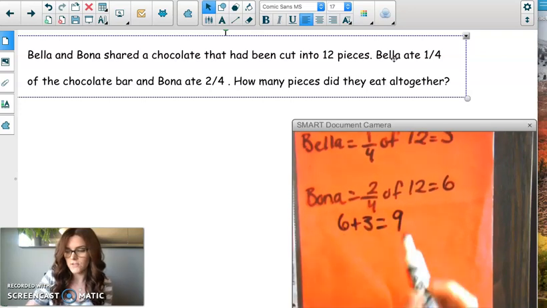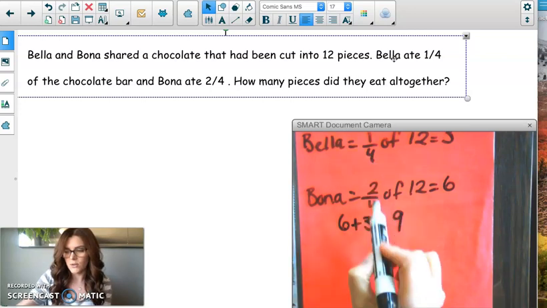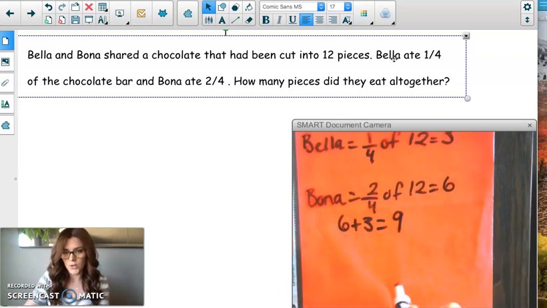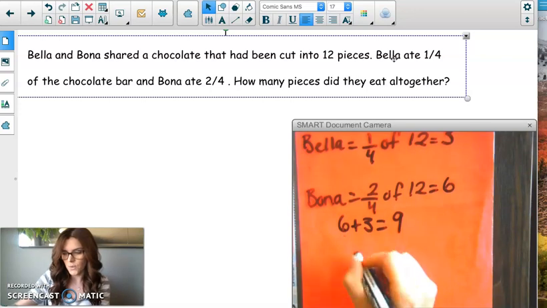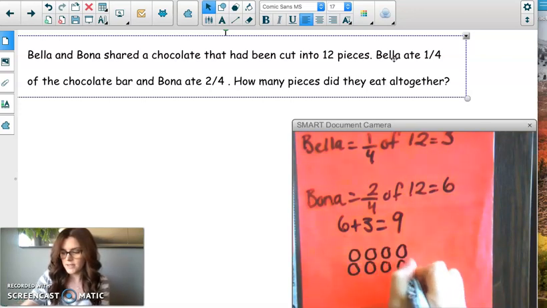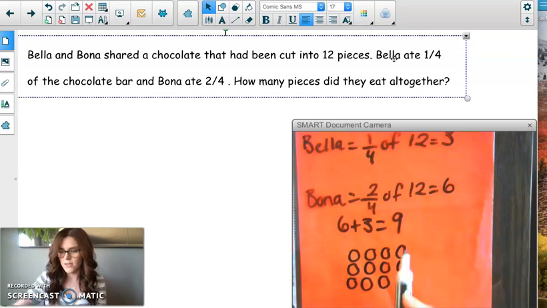So we have 12 pieces all together, and both of the girls ate them in groups of 4. So what I'm going to do is make an array with 12 pieces total, but I'm going to be making rows of 4. 1, 2, 3, 4, 5, 6, 7, 8, 9, 10, 11, 12. So we have our 4 groups. We have 1 group, 2 groups, 3 groups, and 4 groups.